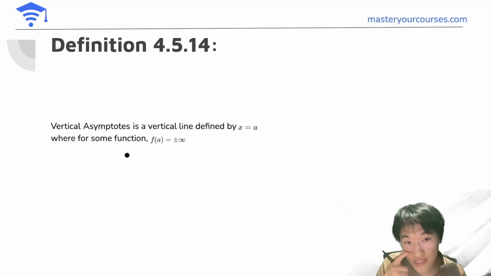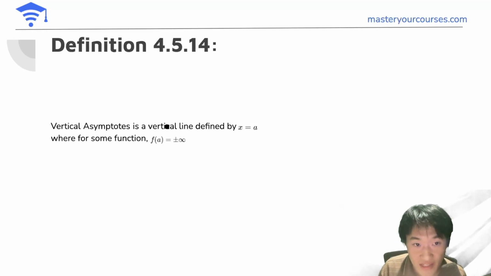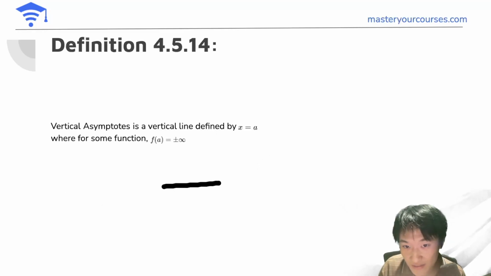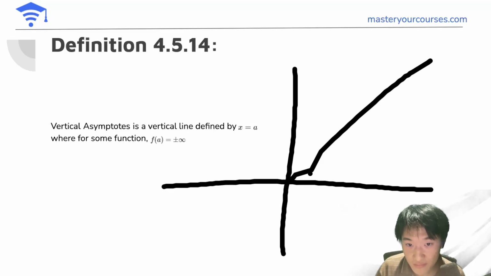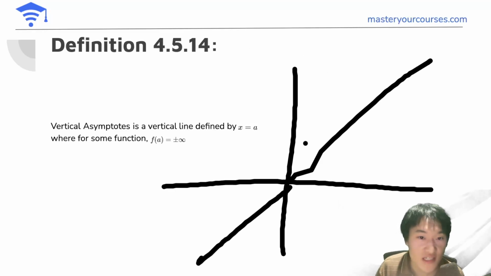Now, a vertical asymptote is a vertical line defined by x equal to a, where for some function f, f of a is equal to plus or minus infinity. What does that actually mean? I think the best way to see it is to look at it visually. This function, the y equals x function, does not have a vertical asymptote, right? For no point a does the function go to infinity.